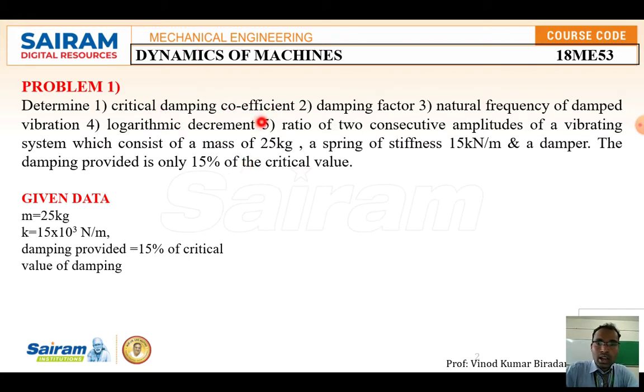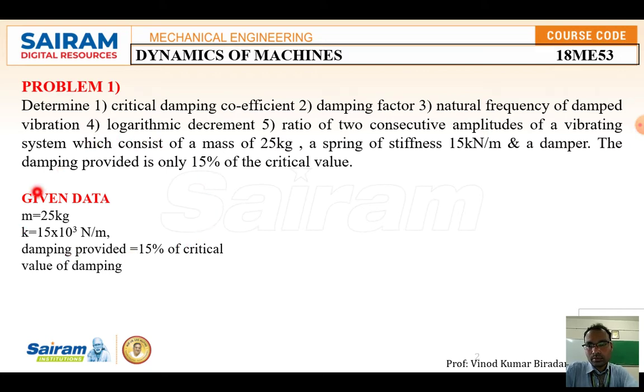I told you what you mean by critical damping. What is the symbol for the critical damping coefficient? It is denoted by Cc. The damping factor is denoted by zeta, the natural frequency is omega n, and the logarithmic decrement is delta. The ratio of two consecutive amplitudes, x1 by x2, you need to calculate with the help of these quantities.